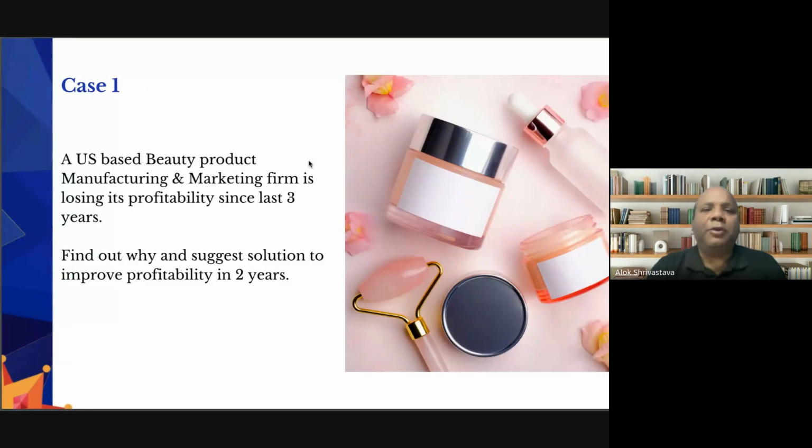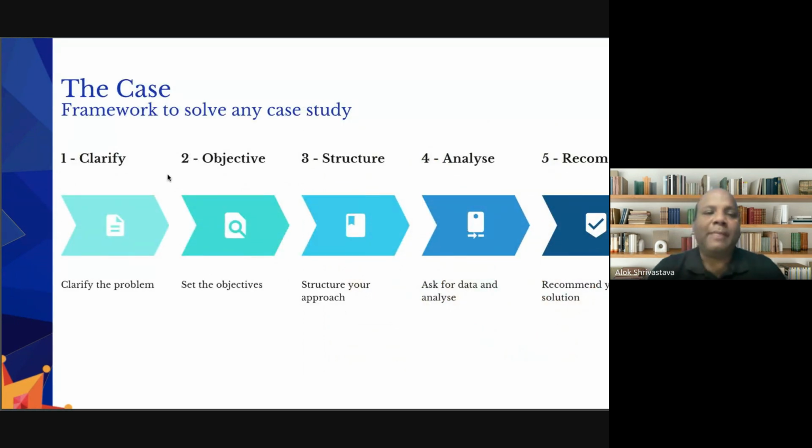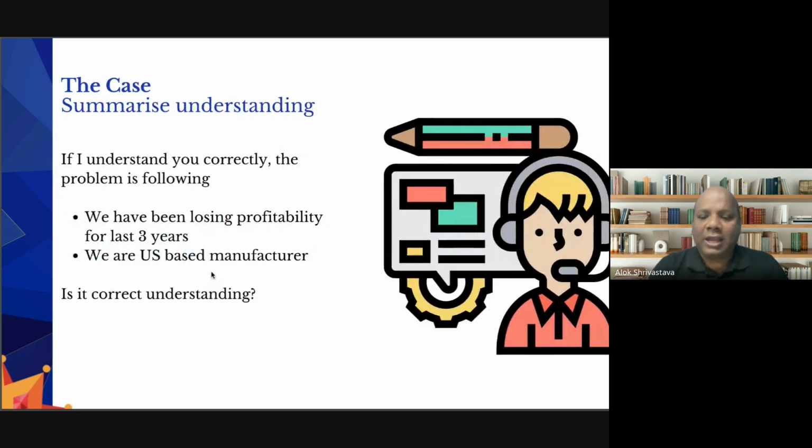Okay. And even before that, what I would suggest, and I'm telling you from practical experience, is that you should clarify the problem. And even before that, you should summarize your understanding. You should paraphrase what you have heard. Because sometimes, and I've seen it multiple times, people listen to the wrong problem and start solving the wrong problem, right? So before you jump in, summarize your understanding: if I understood you correctly, the problem is following, that we have been losing profitability for the last 3 years and we are a US-based manufacturer, or whatever you've heard, right?